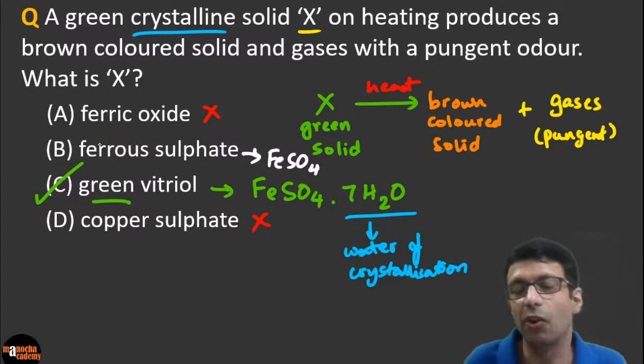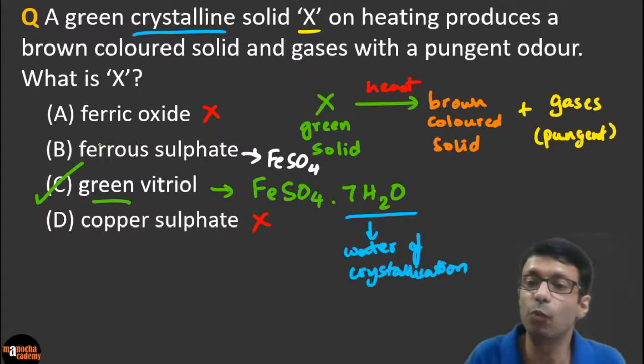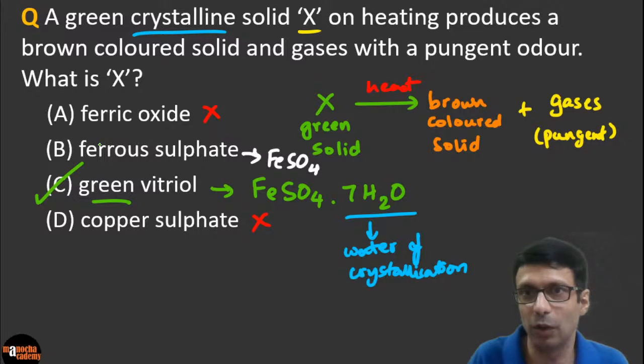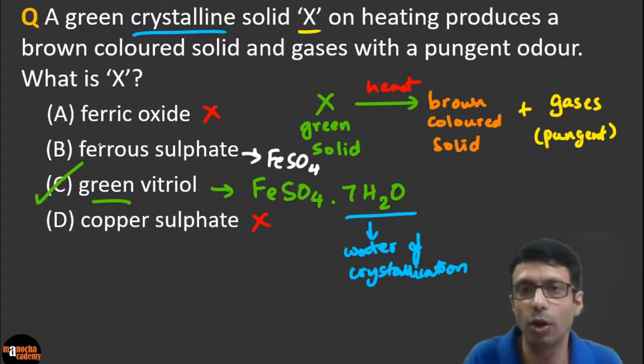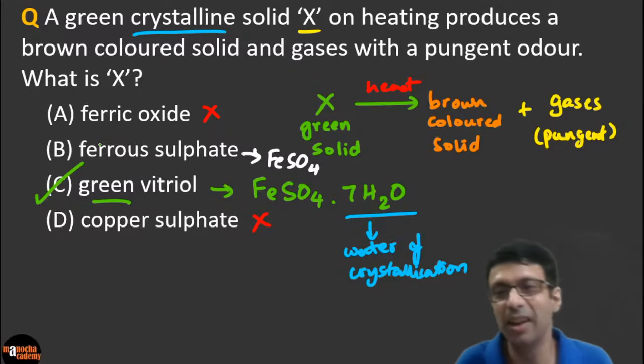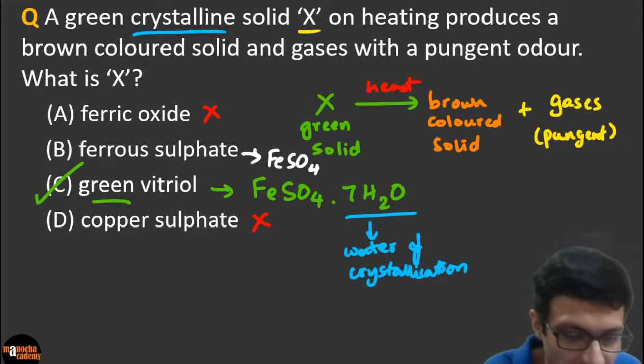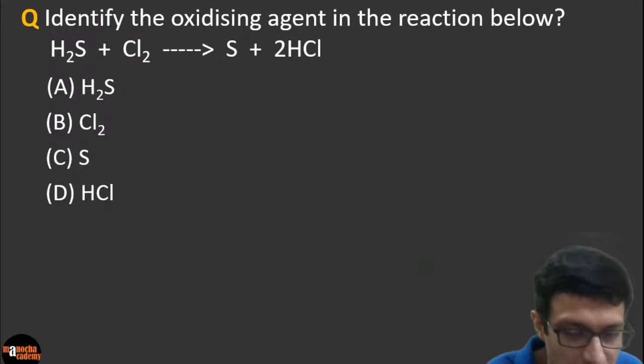Answer C, green vitriol, because it's a crystalline solid and you know that 7 water gives it the crystalline shape. Otherwise if you heat it, it gets an amorphous or a powdery shape. So the best answer here guys is ferrous sulfate.7H2O, not B. Go for green vitriol, which is ferrous sulfate with its water of crystallization. Okay, excellent guys, superb, right? Now let's go to our next question.